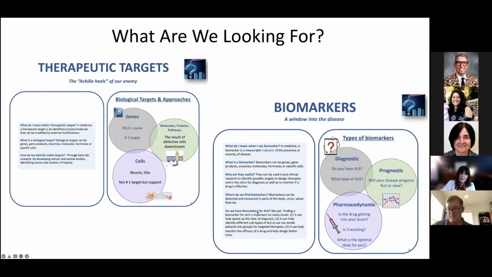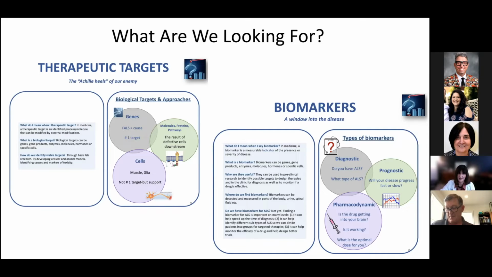We are also looking for therapeutic targets. Because, as I said earlier, ALS is a heterogeneous disease, the combination of biomarkers and targets will help us identify therapeutic targets specific for each subgroup of patients.